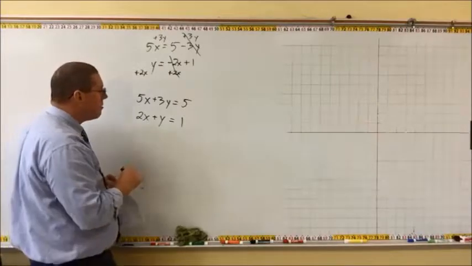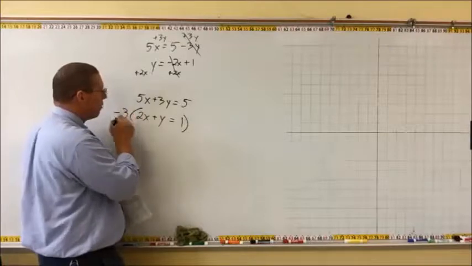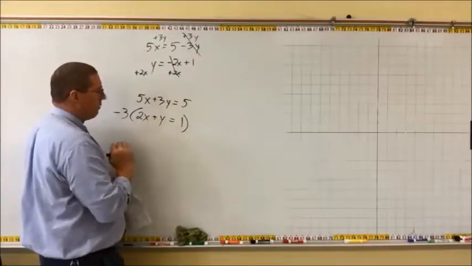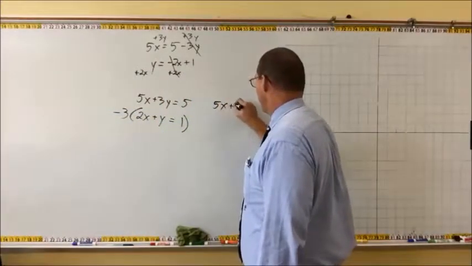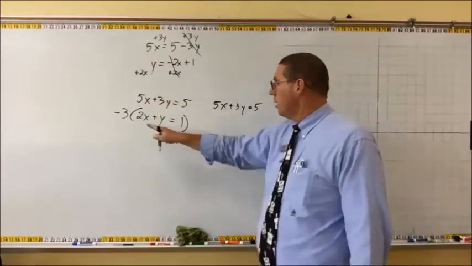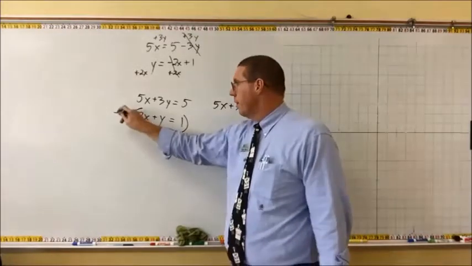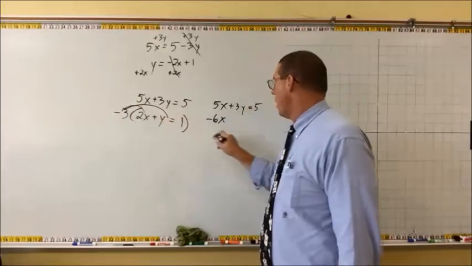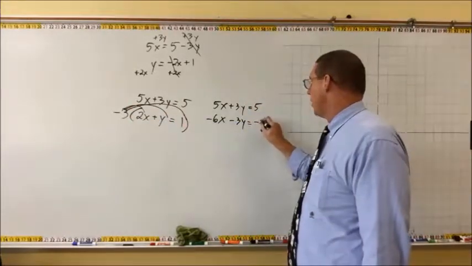But I feel like the easiest thing to do here is just multiply this whole equation by negative 3, because that'll put a negative 3 in front of this y, and then I'll have a 3y and a negative 3y. So I'm going to bring this over here: 5x plus 3y equals 5. No change at all. Here, negative, and I got to distribute here. Everything has to be multiplied by negative 3. Negative 3 times 2x is negative 6x. Negative 3 times y is negative 3y. Negative 3 times 1 is negative 3.